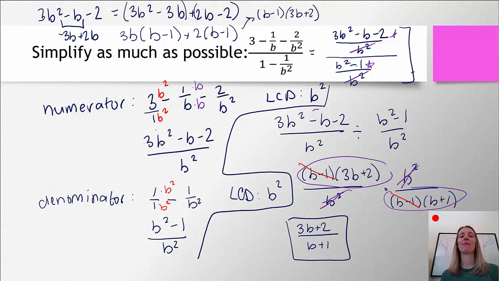But these have been examples of looking at complex fractions and rewriting them so they're not complex.